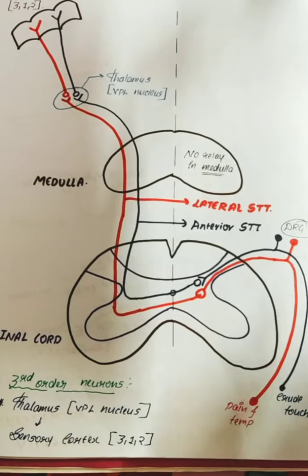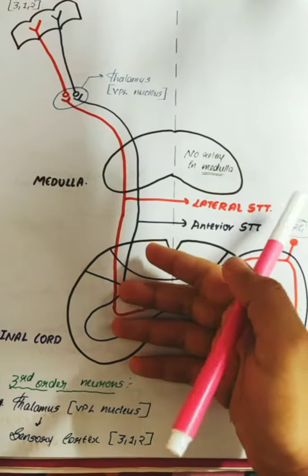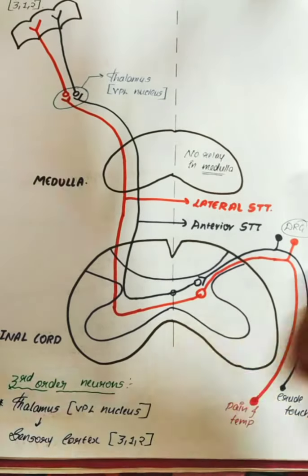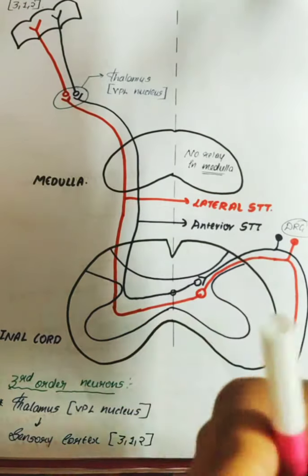So hope you have liked this video about the dorsal column pathway as well as the anterolateral pathway. The next video is the last video, about the Romberg sign, stereognosis and dissociated anesthesia.